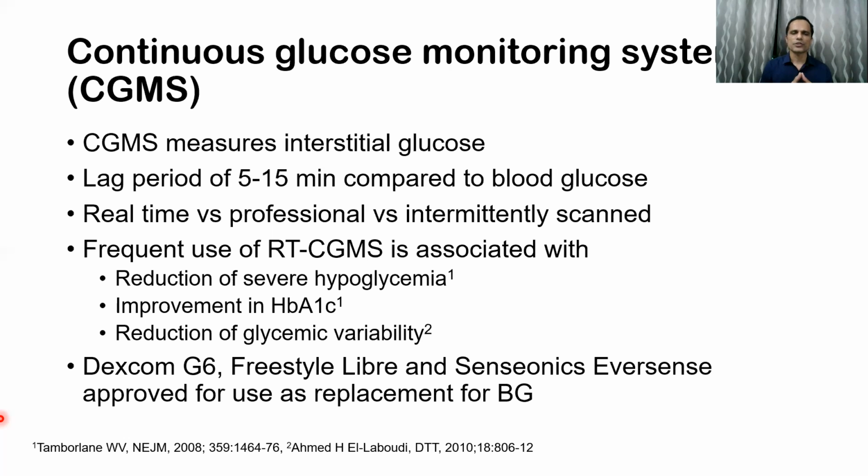Now, studies have shown that sustained use of real-time CGM is associated with reduction of severe hypoglycemia, improvement of HbA1c, and reduction of glycemic variability. And some of the newer devices like Dexcom G6, the Freestyle Libre, and Senseonics Eversense are approved for use as replacement for blood glucose. Although in my practice, I'm still using SMBG with the help of a glucometer to confirm low and high values while using Freestyle Libre, because many patients have reported some variation with respect to particularly the low and high values.